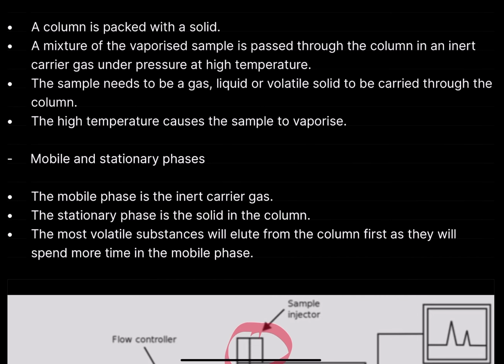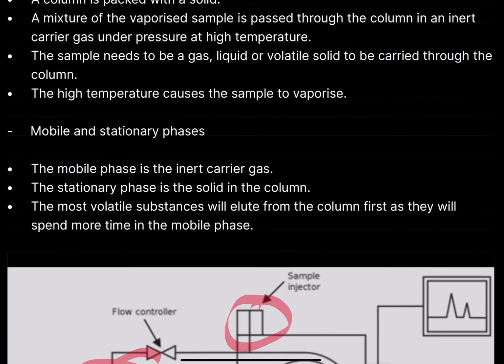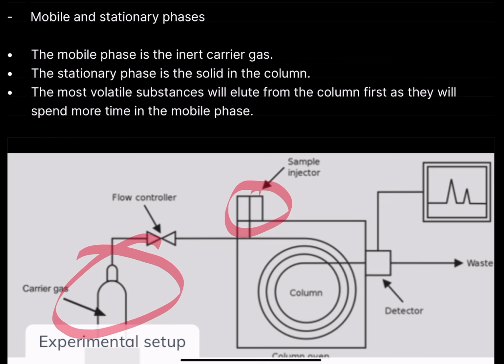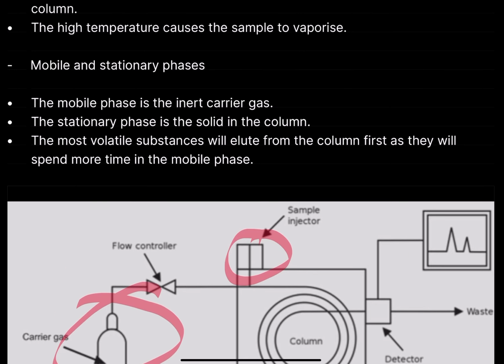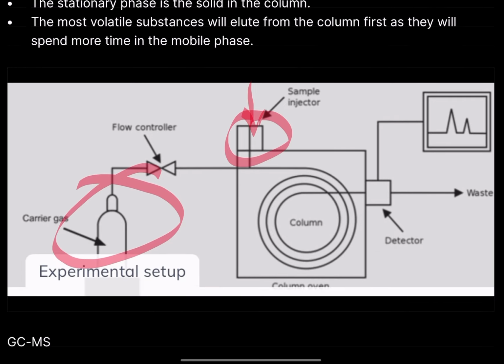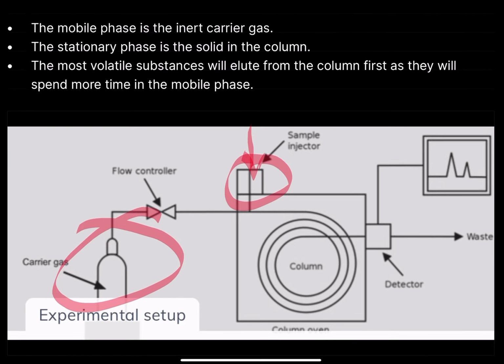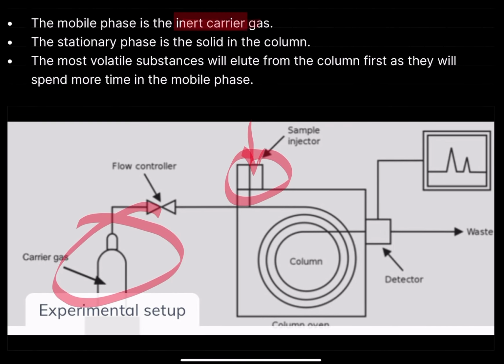We have our carrier gas here, which should be some sort of inert gas, which helps the sample, once it's been injected, to pass and move through the column. So the carrier gas here acts as the mobile phase, which is the inert carrier gas. The stationary phase would be the solid in the column. So this solid in the column would be the stationary phase.